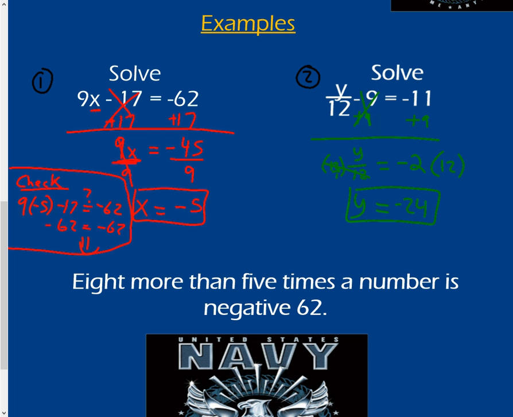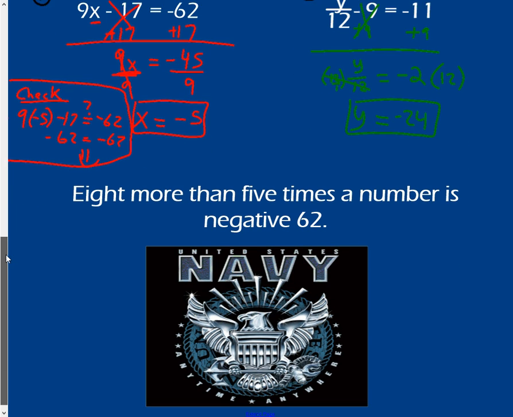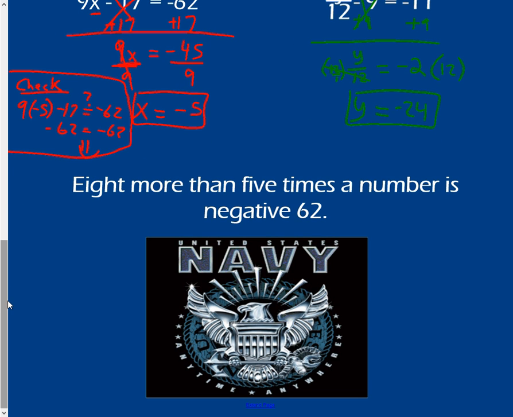And to check, you could plug it back in. If I wanted to do this mentally, I'd do -24 divided by 12, which gets me -2. Minus 9 would be -11. Boom. Done. Excellent.